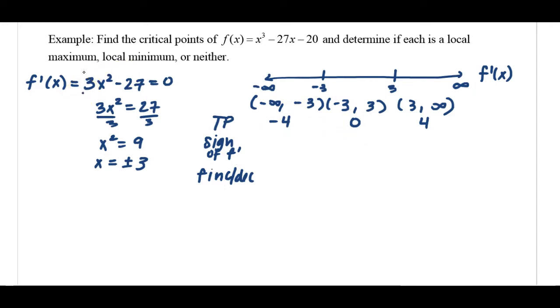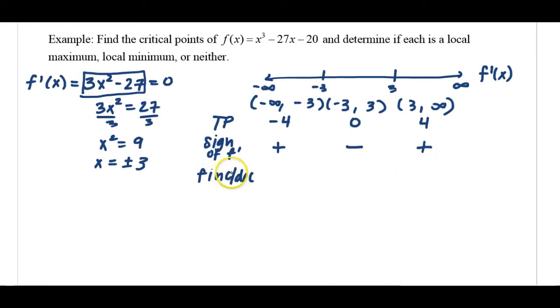So f prime of x is this function here. If I substitute in -4, well, -4 squared is going to be 16. 16 times 3 is going to be 48, and 48 minus 27 is positive, right? We don't have to care exactly what number it is, we just have to care if it's positive or negative. If I substitute in 0, this left side will be 0, so I'll be left with -27, or a negative value. And then substituting in 4 is the same as substituting in -4 since we're squaring it anyway, so we're going to get out another positive.